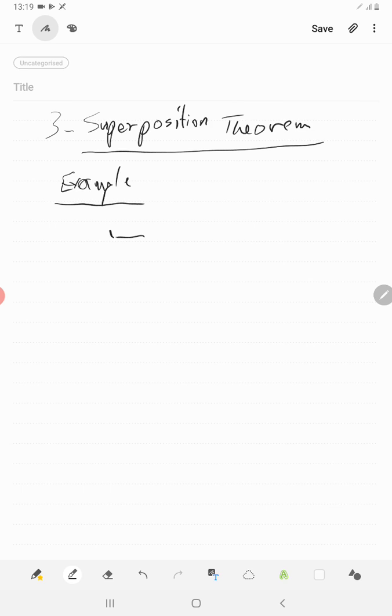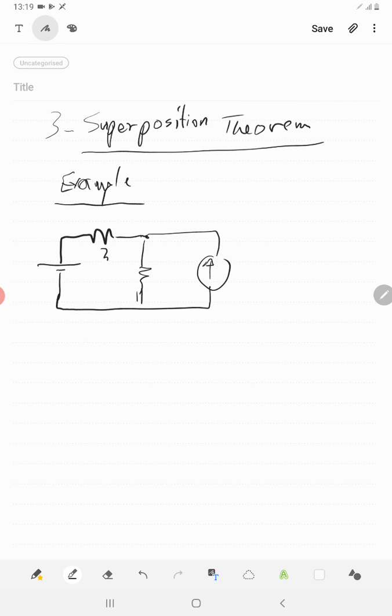Let's have a resistance and a voltage source, a resistance here, and a current source. Let's have 3 ohms here, 6 ohms here, and 90 volts and 6 amps, plus minus.